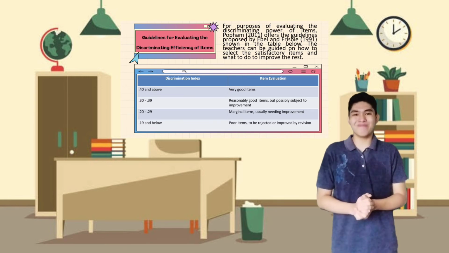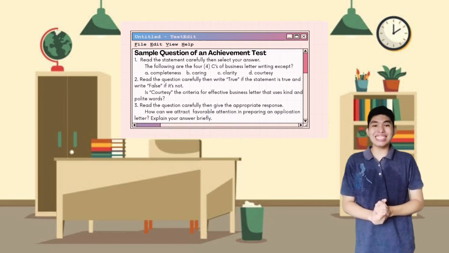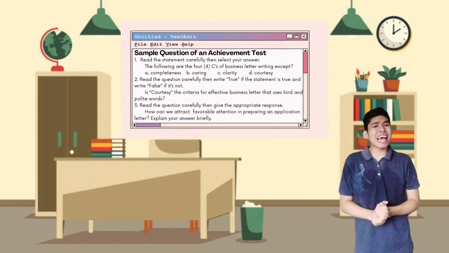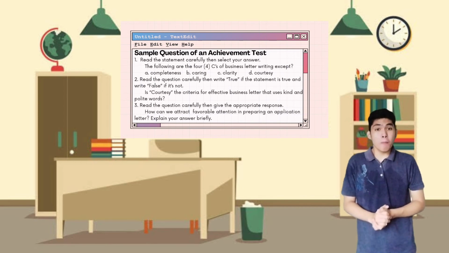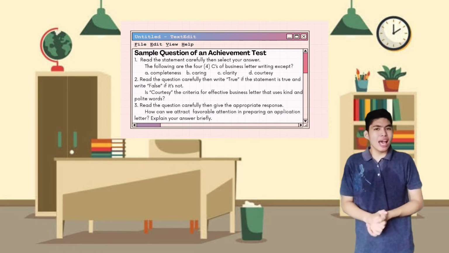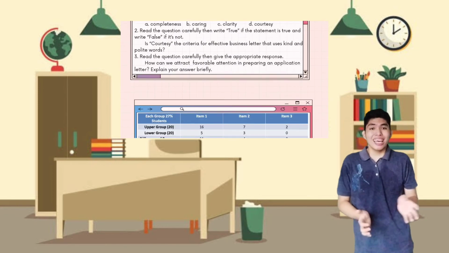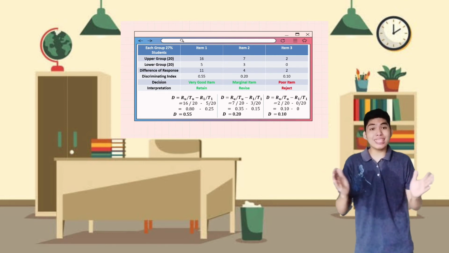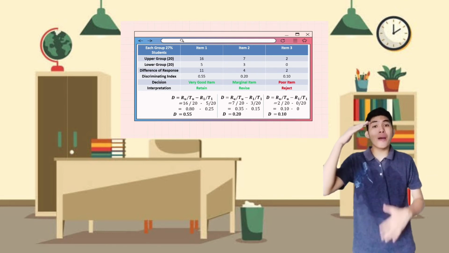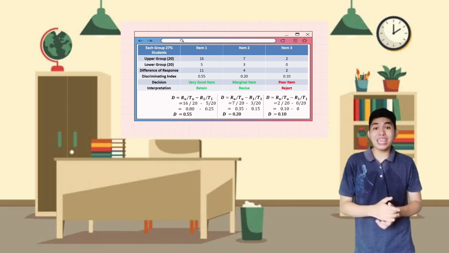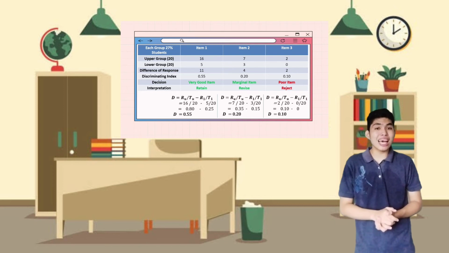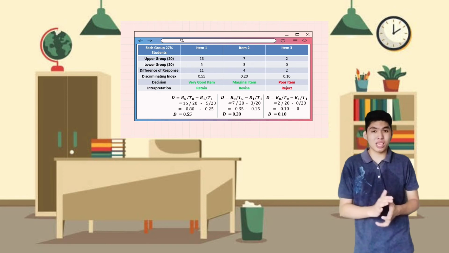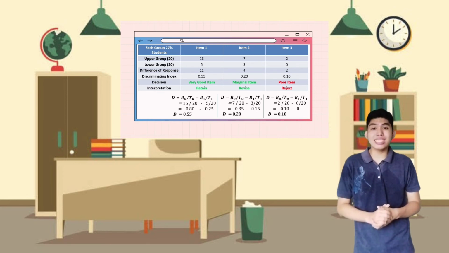Okay, very good. As you can see, class, I have a sample question of an achievement test, particularly a 3-item test. In the next slide is the data gathered during the item analysis. I have split the test papers into halves, high group and low group. Since it's a class containing a big group, I have taken 27% of students from each group. There are 20 students for both groups. And as you can see in the table, there is a huge difference of response for both groups.